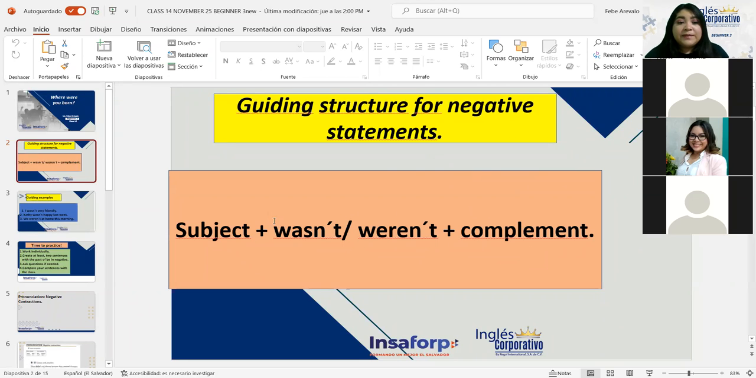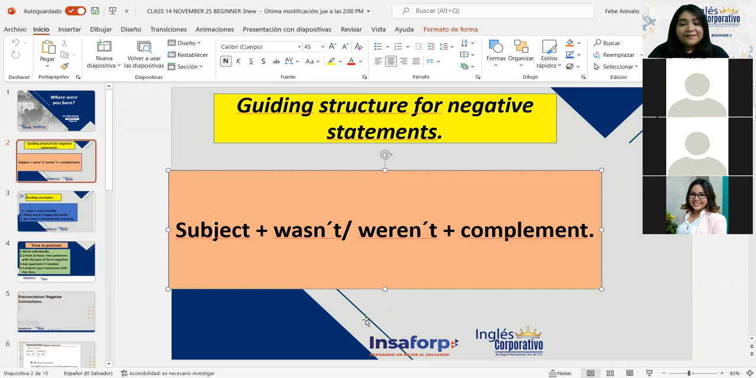Elizabeth Campos, can you please tell me the structure? Subject plus wasn't or weren't plus complement. That's correct. Thank you so much. All right, so there you have it. Please, let's not make a mistake in this part.